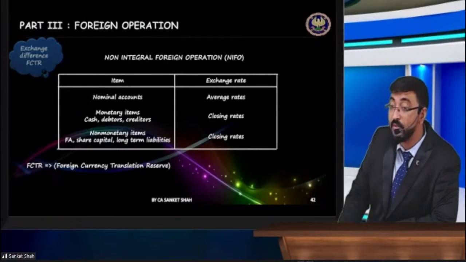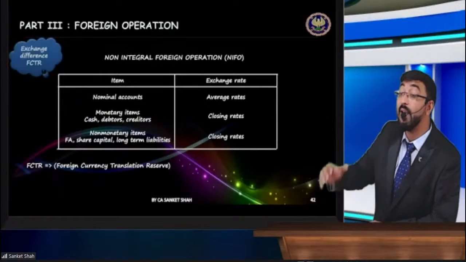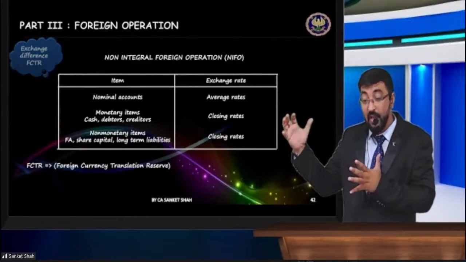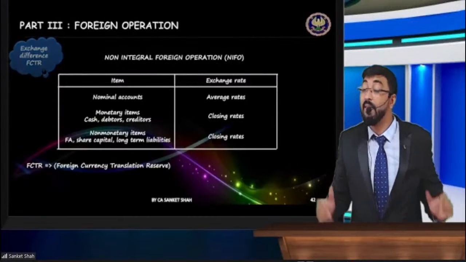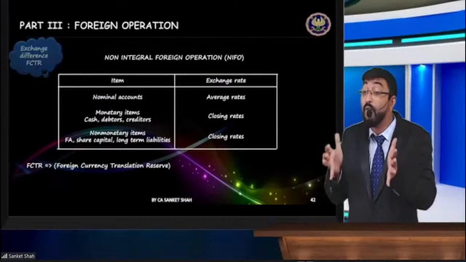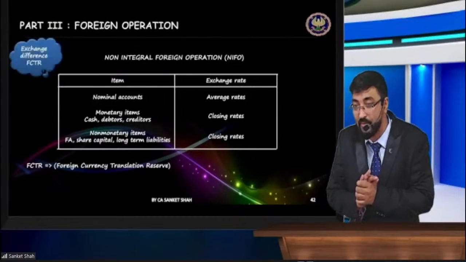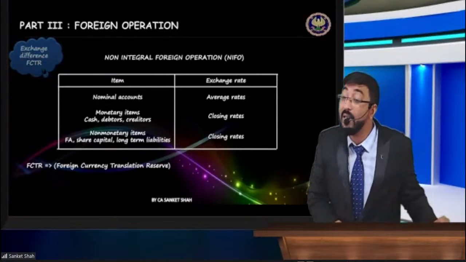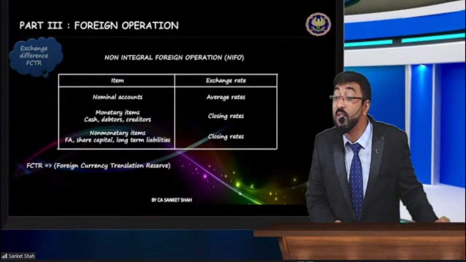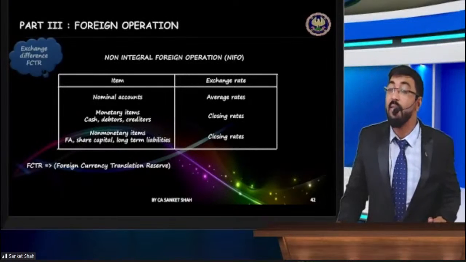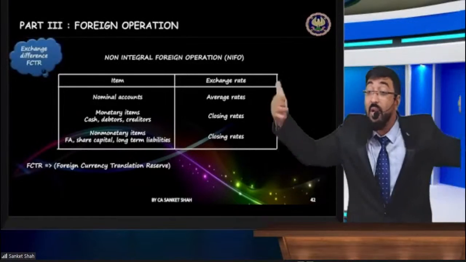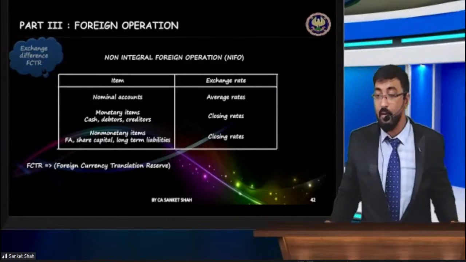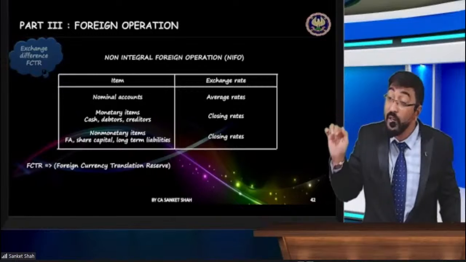But suppose their entity is different and your entity is different, they are running on their own terms and you are running on your own terms. In that case you are showing it only for consolidation purposes, but their profit is different from your profits, and therefore whatever exchange difference arises you will adjust in the FCTR account. This foreign currency translation reserve is not available for dividend purposes, and therefore it is not adjusted in profit and loss account.